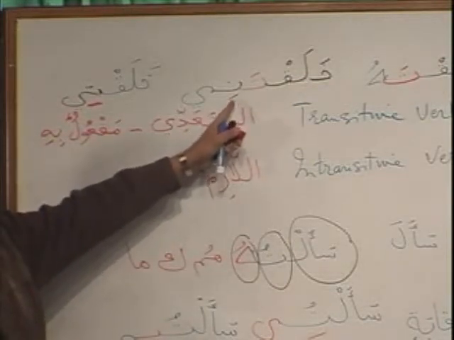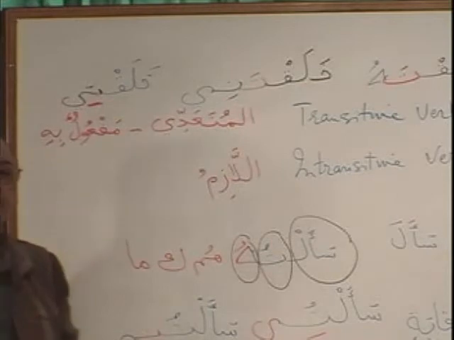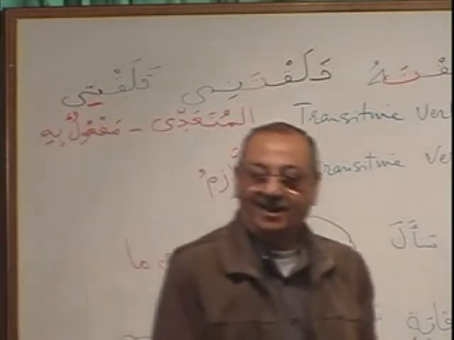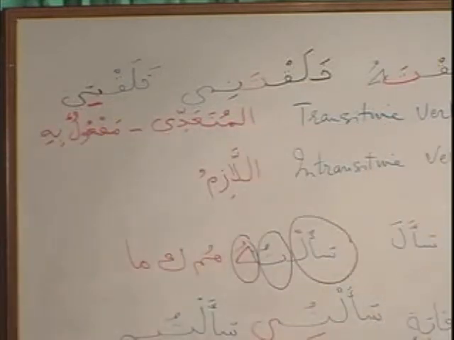noon. And we are telling ya mutakallim, how many kasras do you want to give? One, two, ten, give as many as you want. But give it to the noon. Don't touch the verb. The verb is not to be touched.